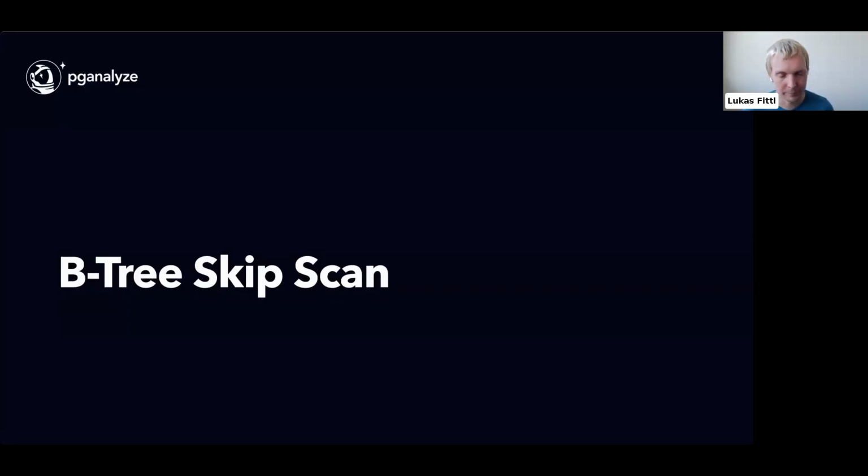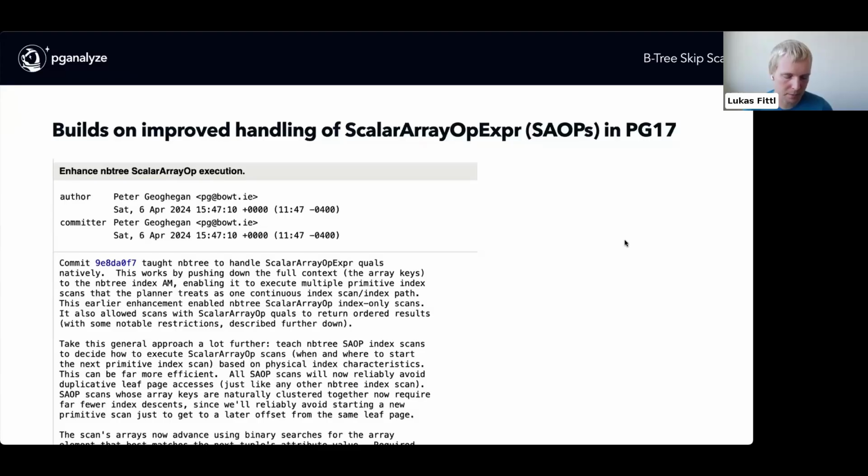So B-tree skip scan, totally different thing. Forget everything about async I/O. This is a completely different class of problem. So skip scan is something that again builds on something that happened in Postgres 17.